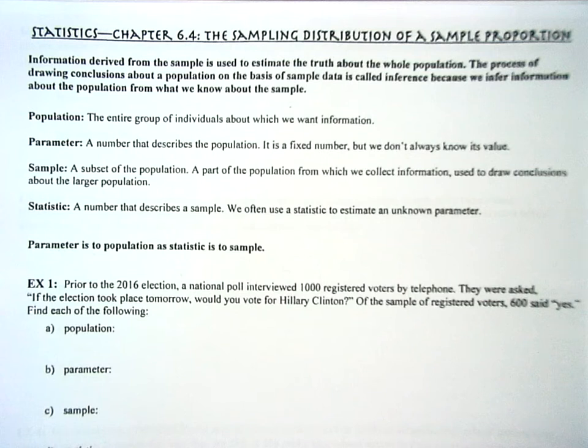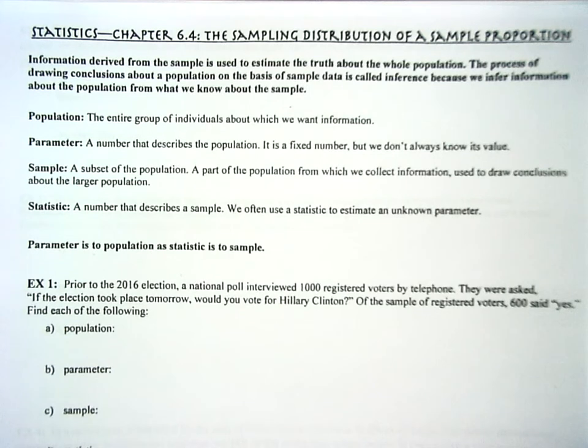Today we are heading into sampling distributions of a sample proportion. So first, just a little recap of some content from first semester. We note that information derived from the sample is used to estimate the truth about the whole population. The process of drawing conclusions about a population on the basis of sample data is called inference because we infer information about the population from what we know about this sample.